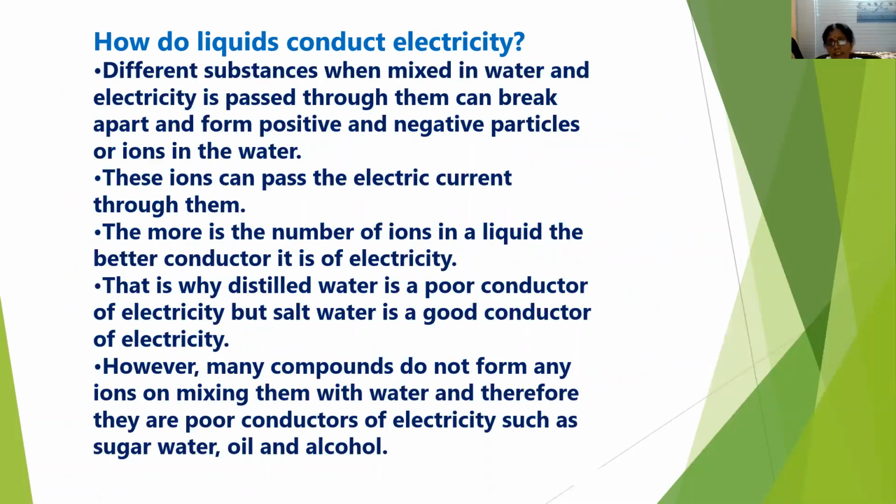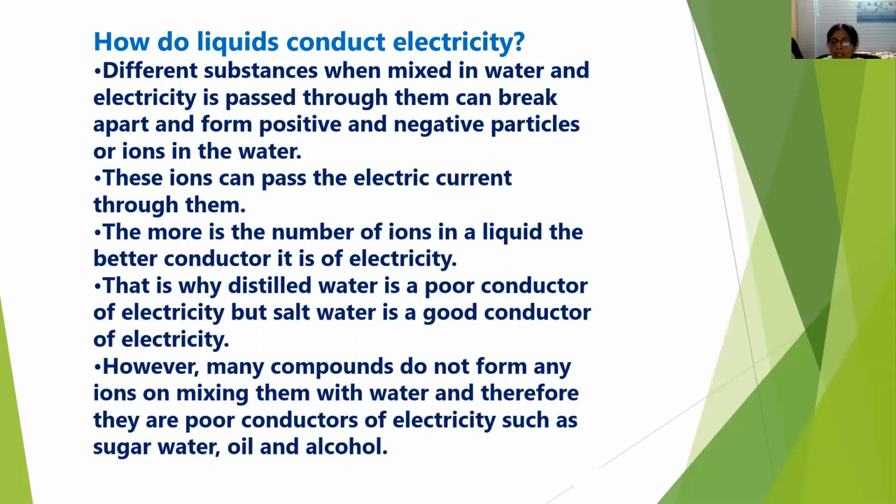Now, how do liquids conduct electricity? Whenever electric current passes through the liquids, they break into ions, that is, positive ions and negative ions. Positive particles or negative particles, we call those ions. These ions can pass the electric current through them. The more the number of ions in a liquid, the better is the conductivity. That is why distilled water is a poor conductor of electricity, but salt water is a good conductor of electricity.